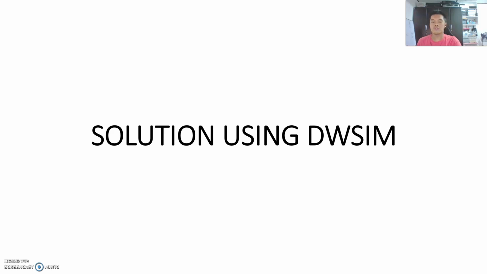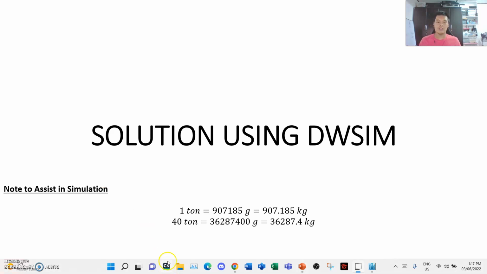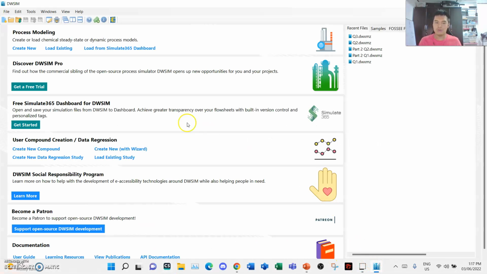Then, we need to solve using DWSIM. To assist in our solution, the tons unit does not exist in DWSIM. Therefore, we need to convert the tons into kilograms. As such, 1 ton equals 907.185 kilograms. Therefore, 40 tons of water equates to 36,287.4 kilograms. Then, to start off, let us now go to DWSIM.